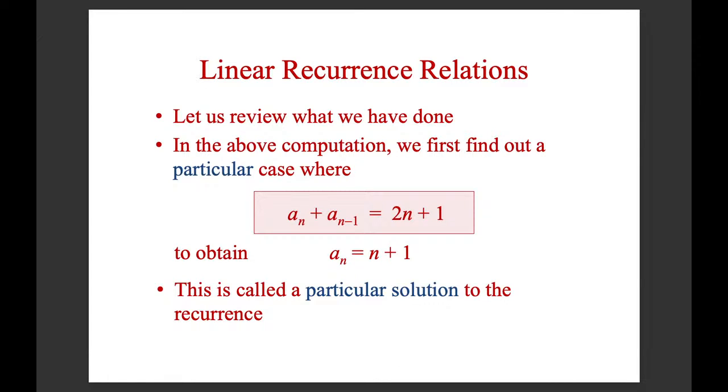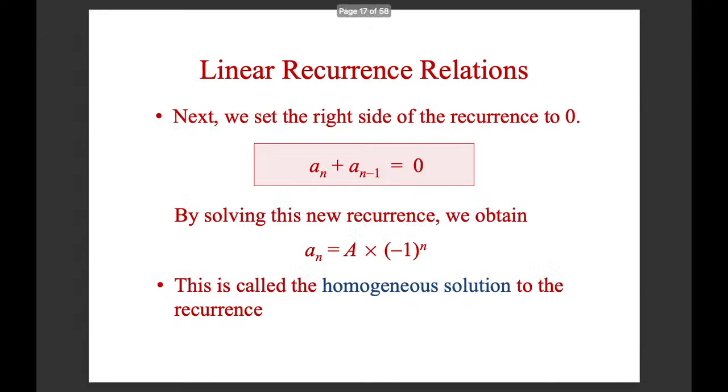So here are the names. n plus 1 is called the particular solution because it works for a particular case. For a particular boundary condition it is correct, but it is not correct in general. And then a_n equal to a times minus 1 to the power n is called the homogeneous solution. Homogeneous means that things look the same, so it is like the zeros of this problem.